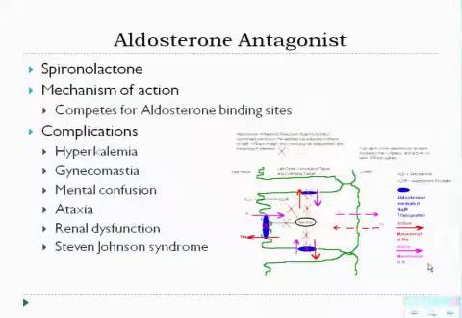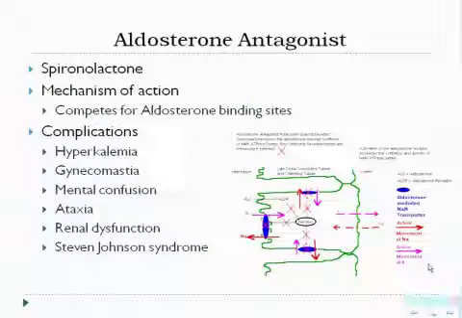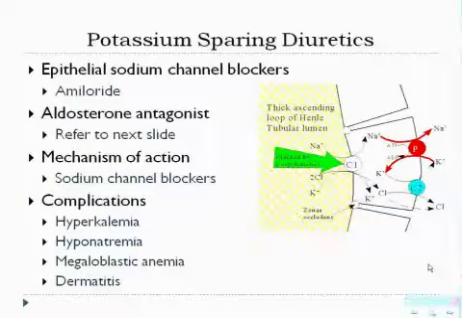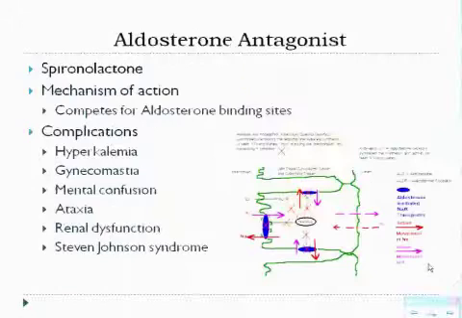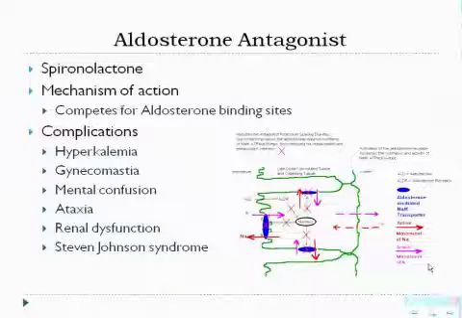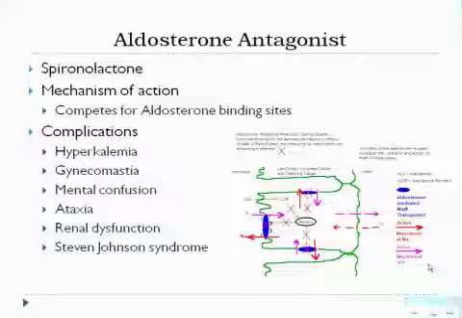If you look at the aldosterone antagonist, which is basically a potassium-sparing diuretic, the way it works is by inhibiting the aldosterone binding sites, which is why spironolactone is a lot of times used for patients with liver disease where they have already elevated levels of aldosterone and increased sodium retention. The complication with that, of course, because it is a potassium-sparing diuretic, is hyperkalemia. The other downside to it is that spironolactone will bind to other receptor sites, which will induce gynecomastia. Some individuals will get mental confusion, ataxia with it.